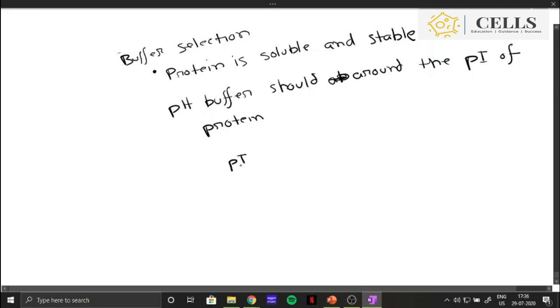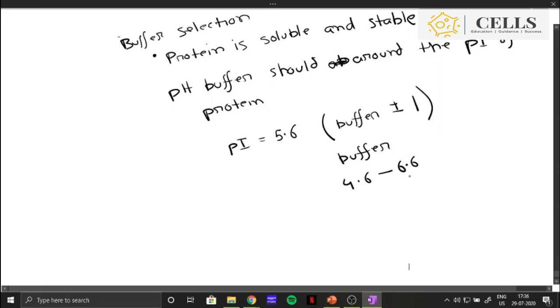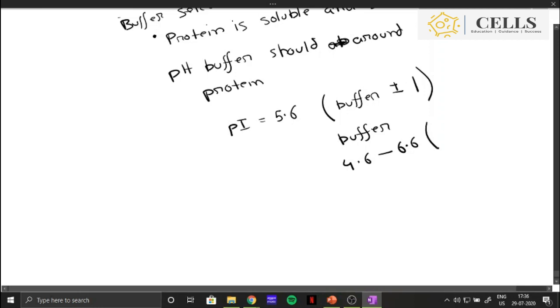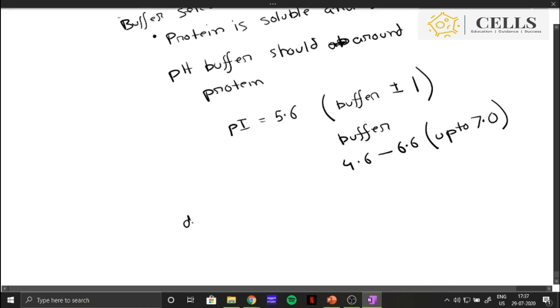For example, if the pI of a protein is 5.6, you should choose a buffer that is plus or minus 1. So the buffer should be 4.6 to 6.6. That is the range. You can also use up to 7.0. You can use buffer in this range. If you change the buffer composition drastically, it will affect your protein structure.